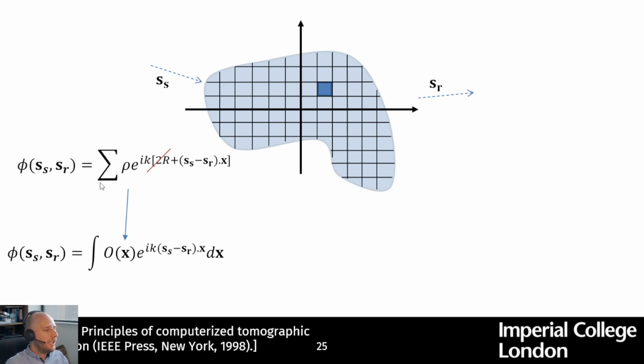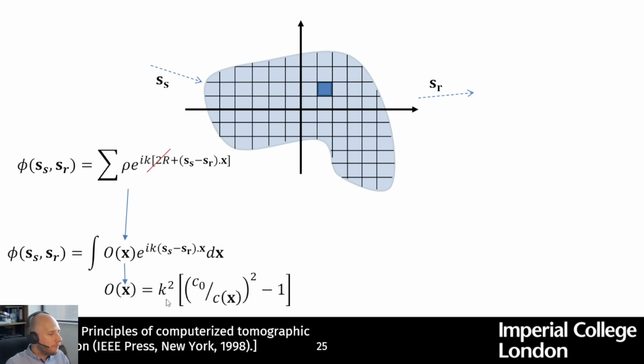We'll also change from this discrete sum over all the points in the scatterer into a continuous integral. So we'll replace this sum of rho values with an integral of a more continuous object function. We'll call this object function O, as a function of x, which is the position in space. So you get this integral term across x. I won't give the derivation of this. Again, Kak and Slaney gives a good explanation.